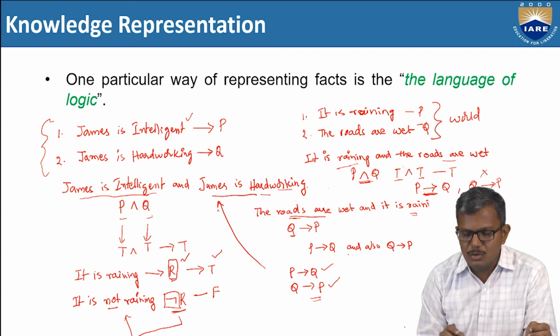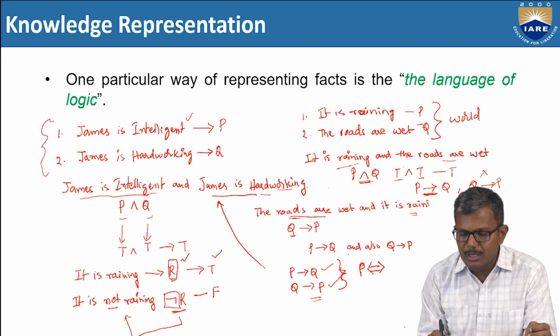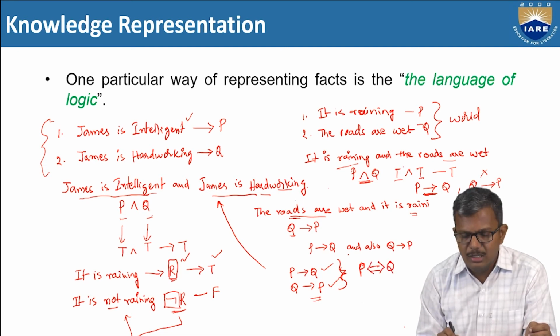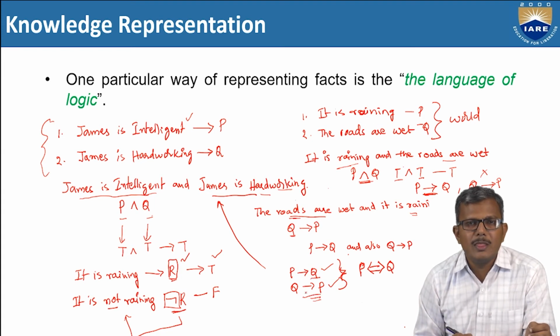Okay, it became possible. So instead of using these two representations, I can use it like this: P double implies Q. That means that P implies Q as well as Q implies P. Okay.